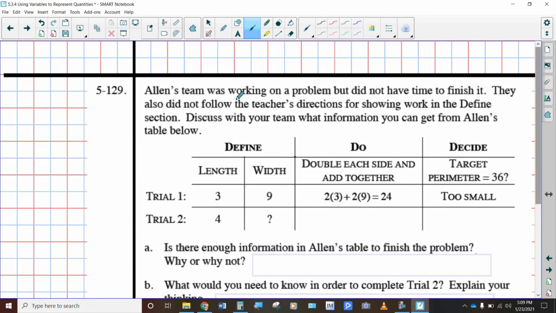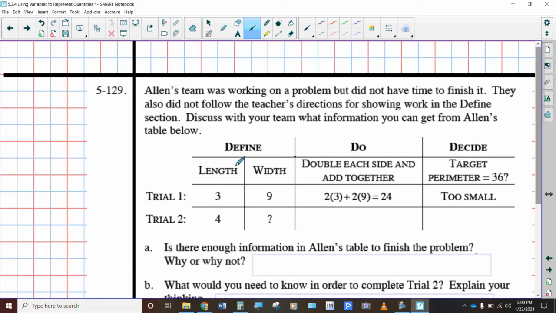All right, so Alan's team was working on a problem but did not have time to finish it. They also did not follow the teacher's directions for showing work in the define section. Discuss with your team what information you can get from Alan's table below. Well, we're not going to discuss it as a team because you're not sitting in your group in the classroom, but let's just look at this.